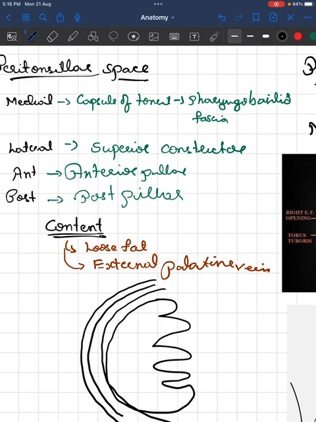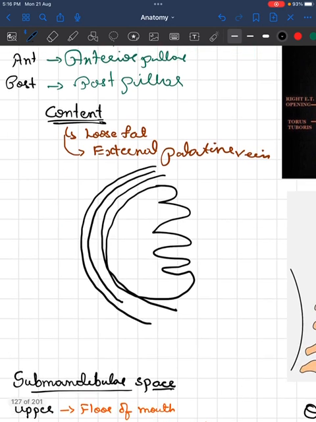Now we shall see the boundaries. Medially by the capsule of the tonsil, which is formed by the pharyngobasilar fascia. Laterally by the superior constrictor muscle, anteriorly by the anterior pillar, and posteriorly by the posterior pillar.